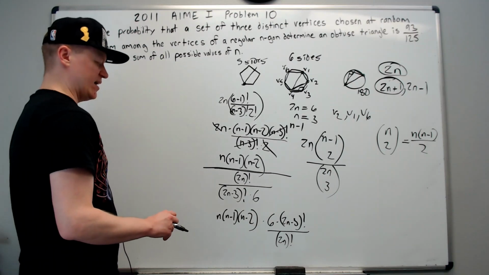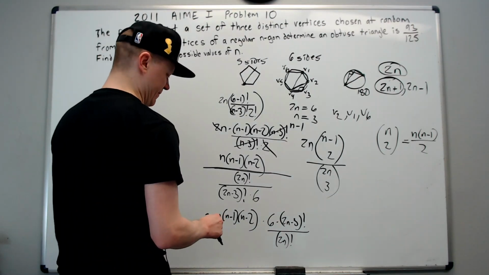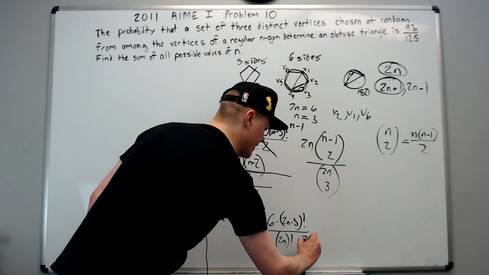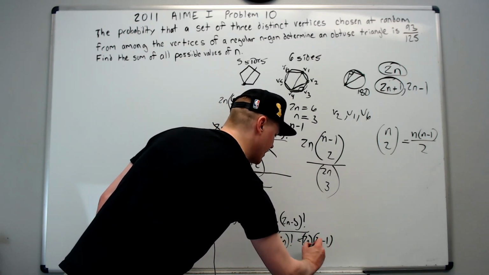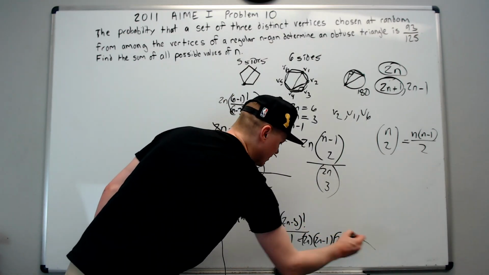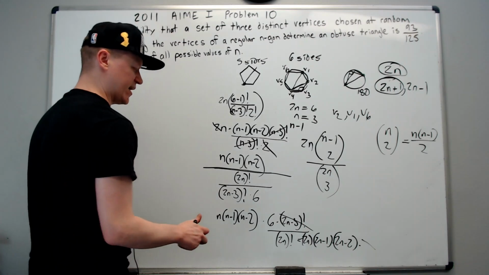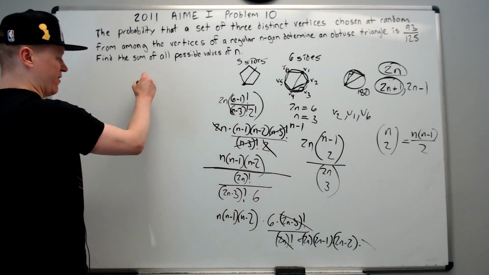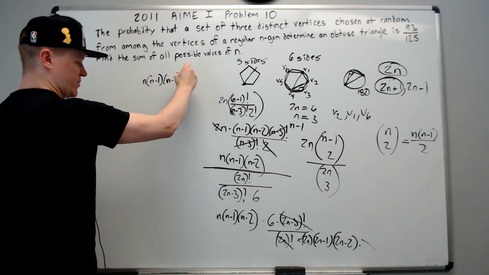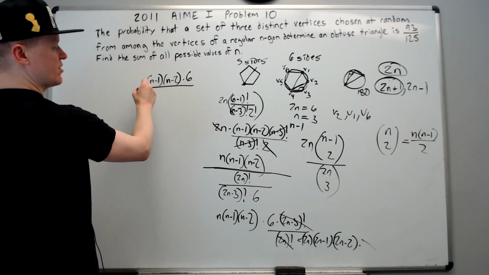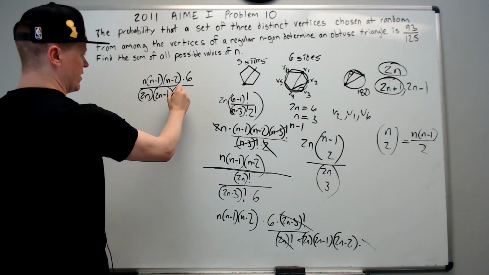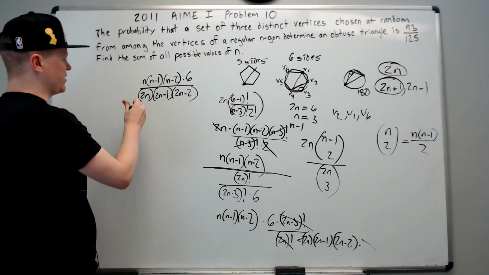Okay, so now how is that going to work? This is going to be reducing. It's going to become 2n times (2n minus 1) times (2n minus 2) times (2n minus 3) factorial, which is just going to cancel. Okay, so then how does that write? We now have n times (n minus 1) times (n minus 2) times 6 over 2n times (2n minus 1) times (2n minus 2). So the n's cancel here.